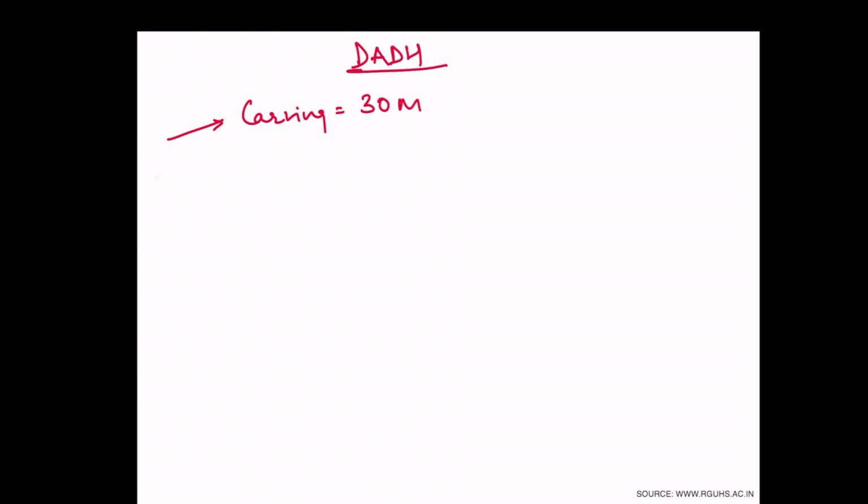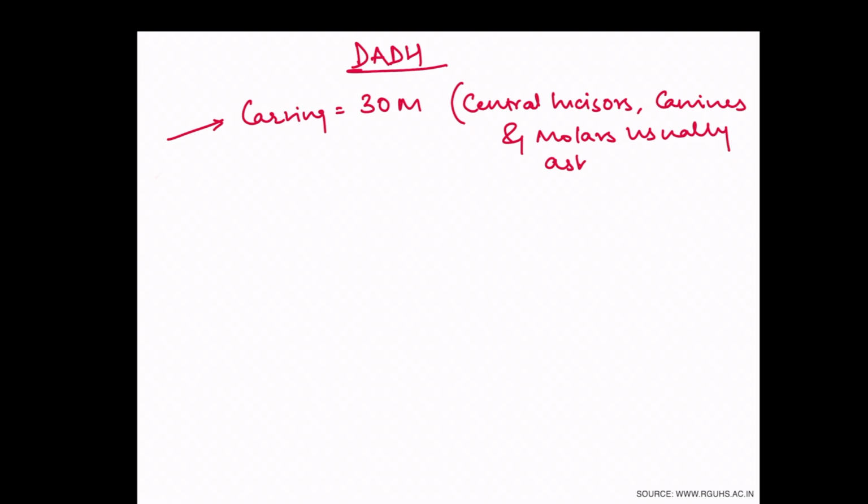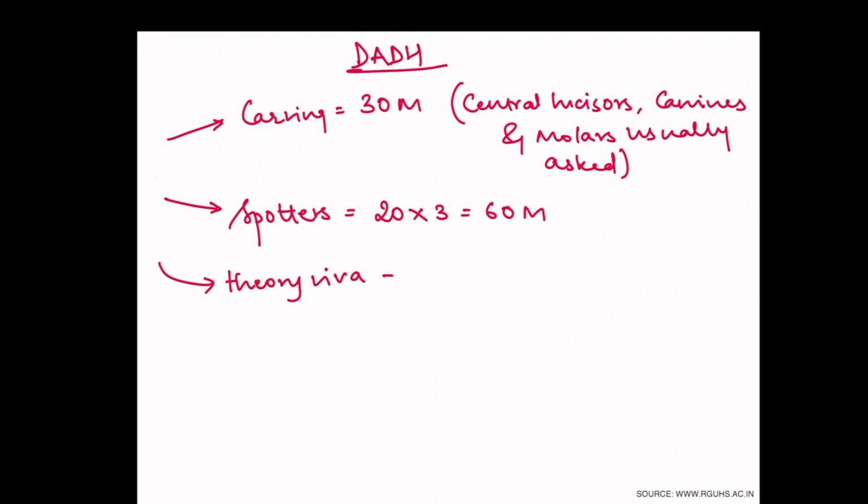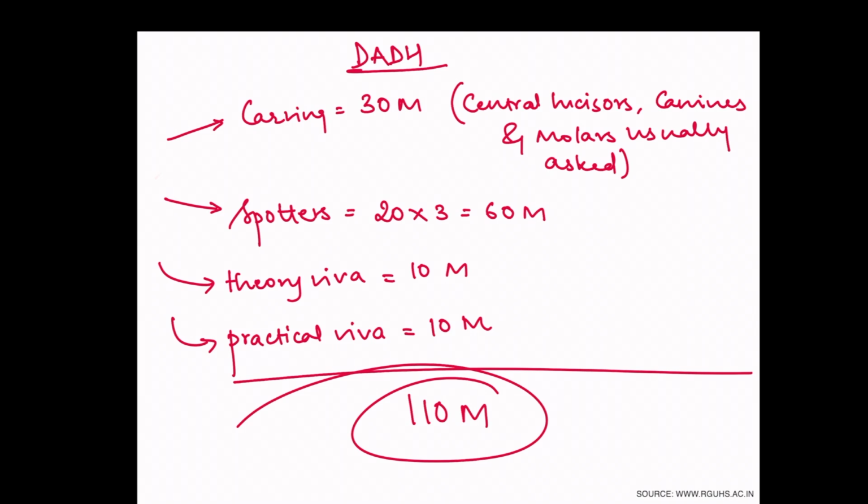Coming to the last subject, this will be divided into two parts, carving and spotters. Carving will be for 1.5 hours, and most commonly asked are these teeth to be carved. Out of this, central incisors are frequently asked. Theory and practical viva will be 10 marks each.